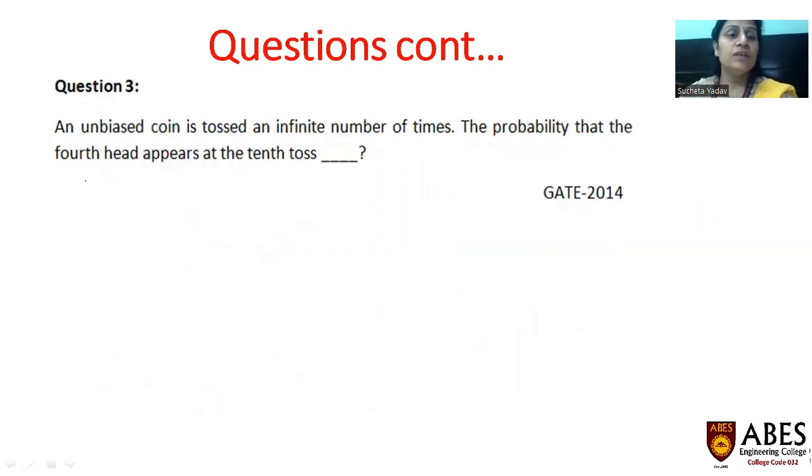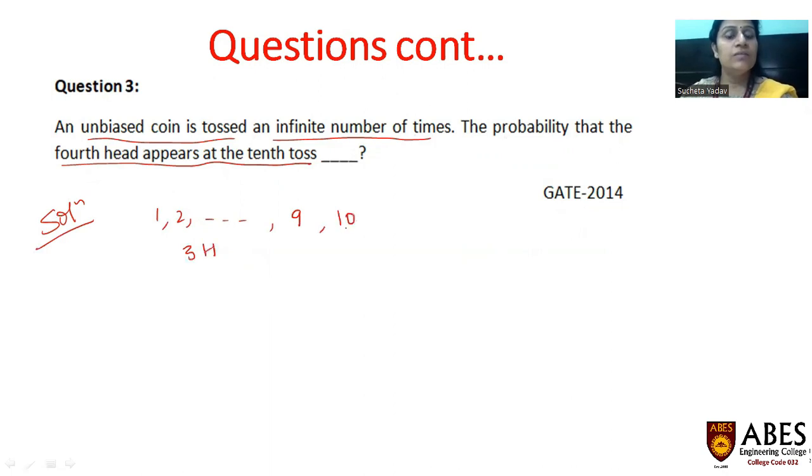Now, what does the next question say? An unbiased coin is tossed an infinite number of times. It is asking you to find the probability of the 4th head appearing at the 10th toss. Now, 4th head appearing at the 10th toss means in the first, second, third till 9th toss, I should get 3 heads, and the 10th toss will give me a head. That means out of these 9 tosses, I should get head 3 times.